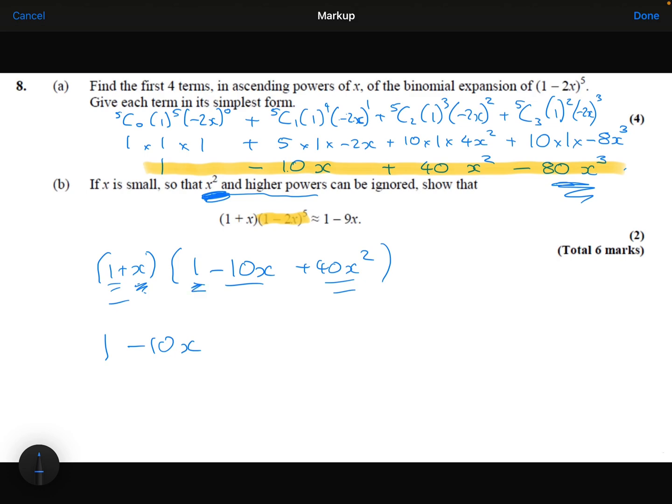Then x times 1 is x. x times -10x is going to be -10x squared, which again can be ignored, so I don't need to include that. And the x times the 40x squared, again, will be an x cubed, so I don't need to include that. So these are the only three terms that I have from the expansion of that. And now collecting like terms, the -10x plus x is -9x, which was what I needed to show.